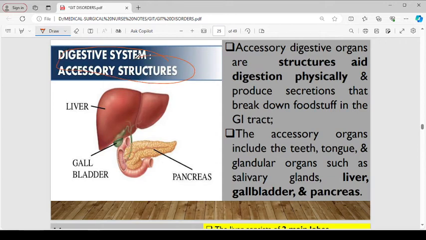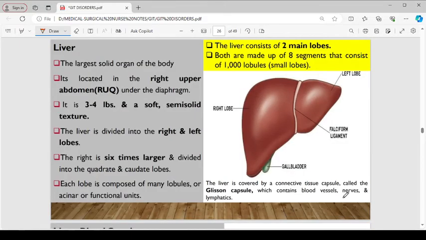These are just structures that do aid digestion physically and produce secretions that break down foodstuff in the GIT. So the accessory organs could include the teeth, the tongue, the glandular organs such as the salivary glands, then not forgetting about the major ones here, the liver, the gallbladder, and the pancreas.